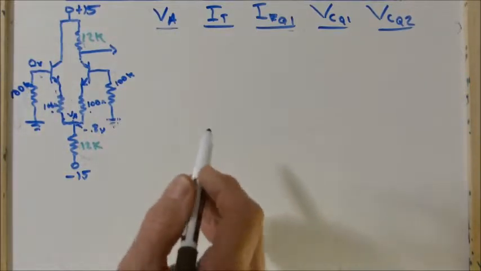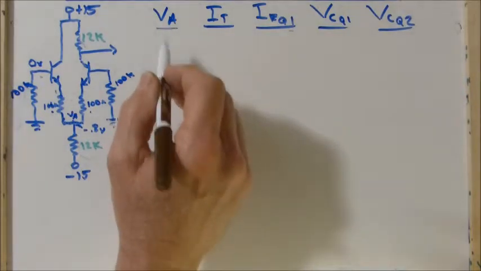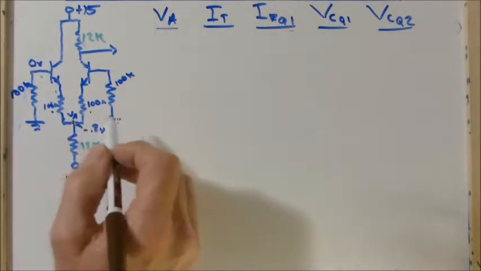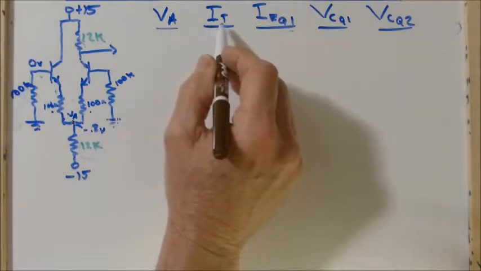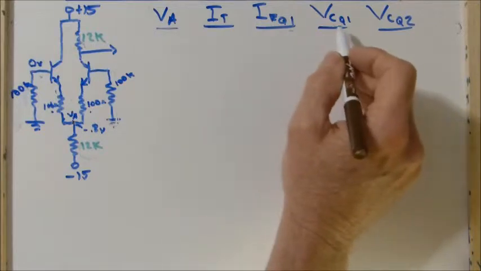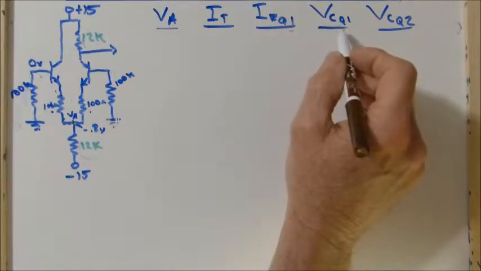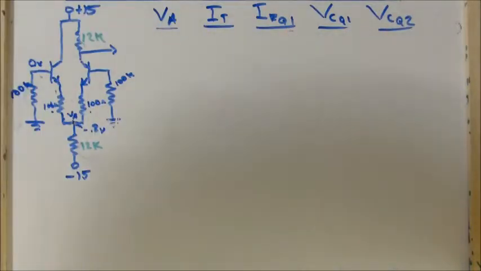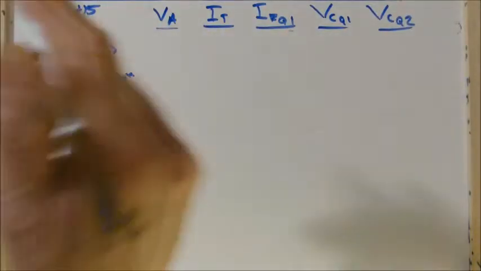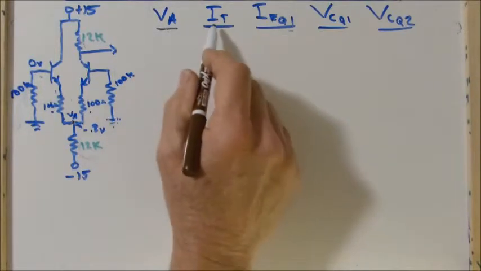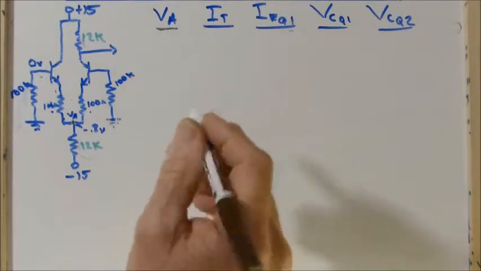In the DC questions, we were asked for the voltage at point VA, which was right here. We were asked for total current, IT, current of Q1, voltage of the collector of Q1, and voltage of the collector of Q2. So let's take a look at VA. Before we can do VA, we have to identify IT, so total current.